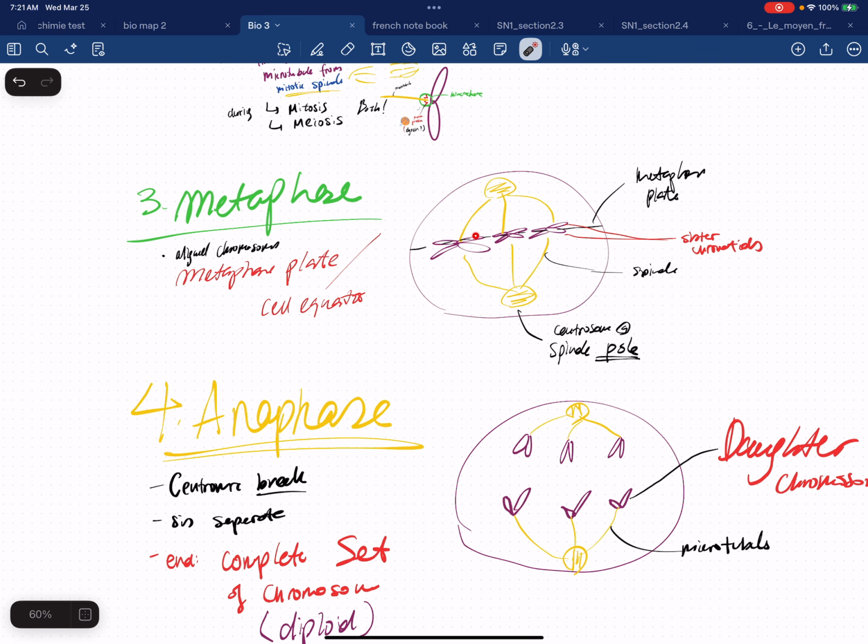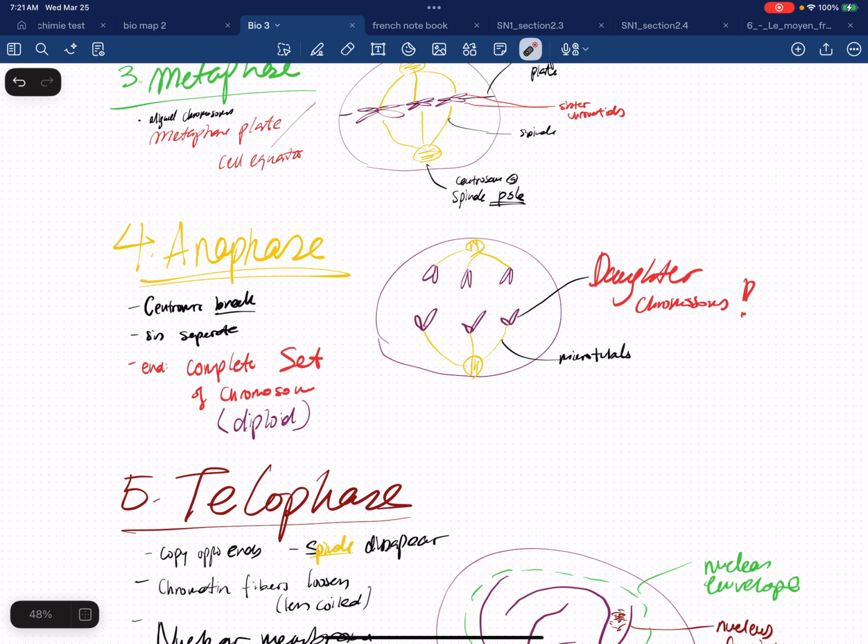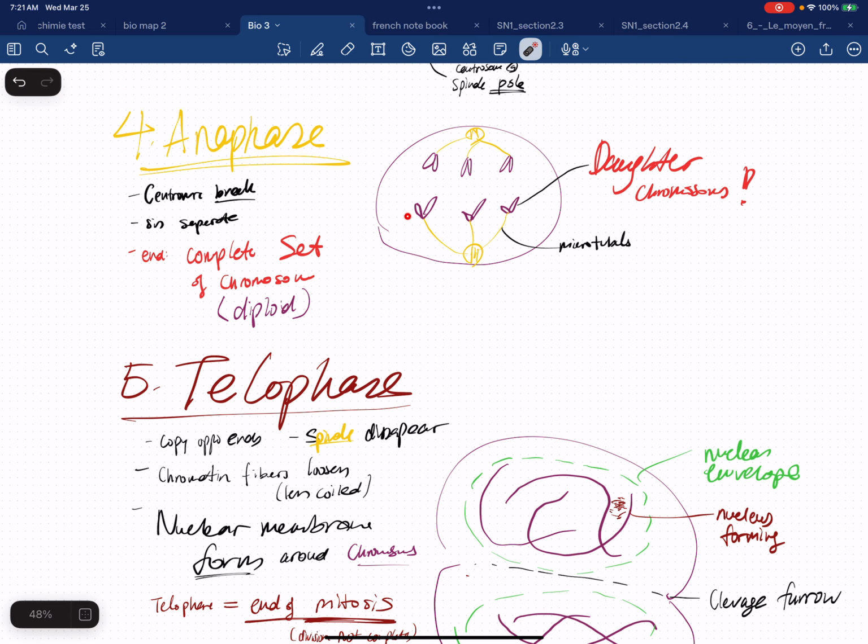And each side is the exact copy. These are sister chromatids, and sister chromatids are going to be broken in half, into each side, to the opposite poles. So the centromere will break, sister chromatids will be separated, and there you go, we have the same identical genetic information, DNA, on each side.